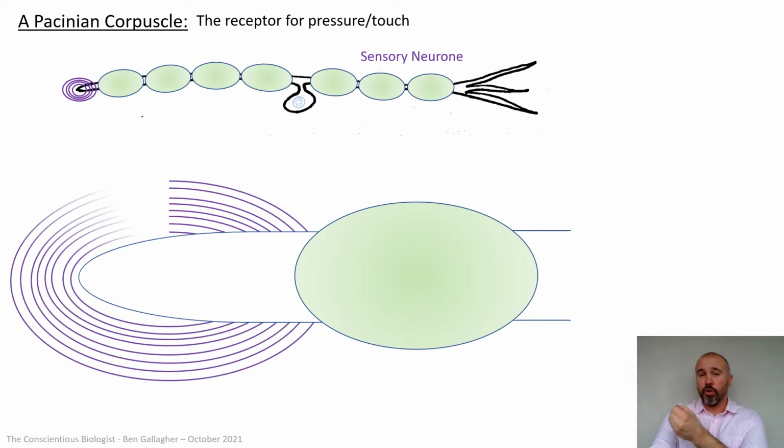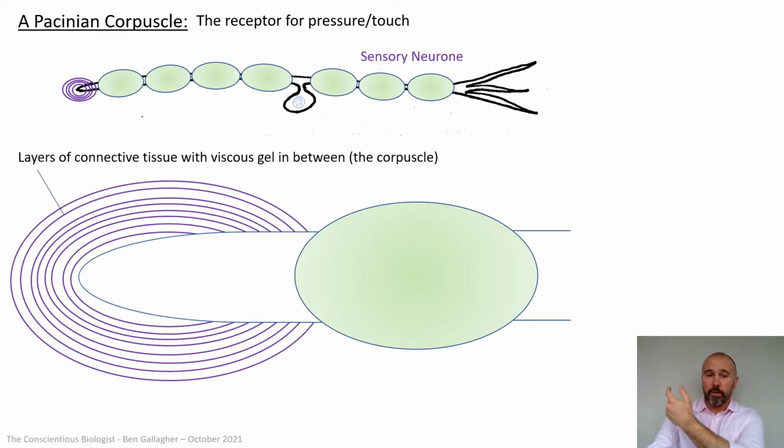Now, the Pacinian corpuscle is wrapped around the very end of the sensory neuron, so the start of the sensory neuron, and it's just layers of connective tissue with a viscous gel in between those layers. That's what's called the corpuscle, and named after the person who discovered them and described them. So they are Pacinian corpuscles.